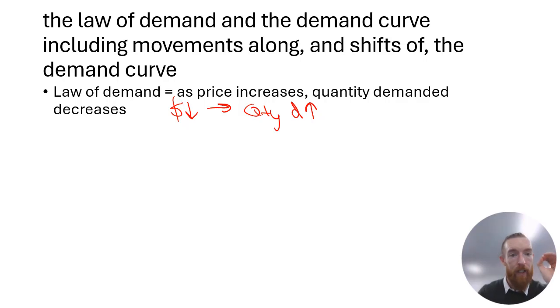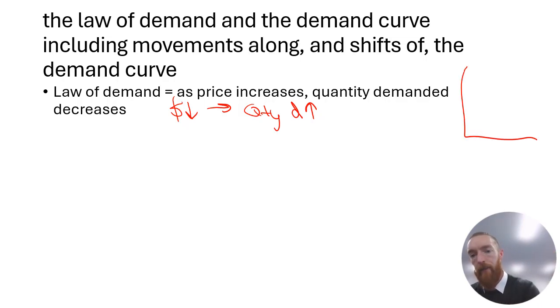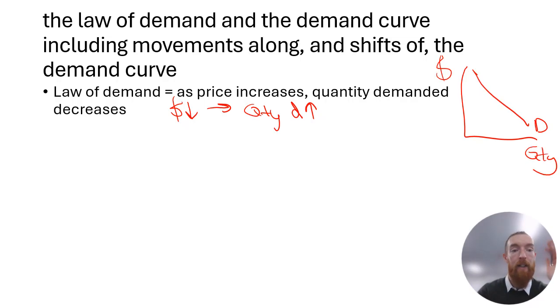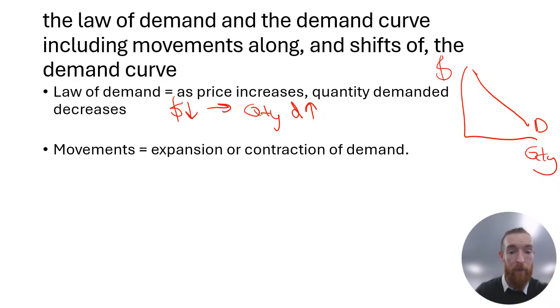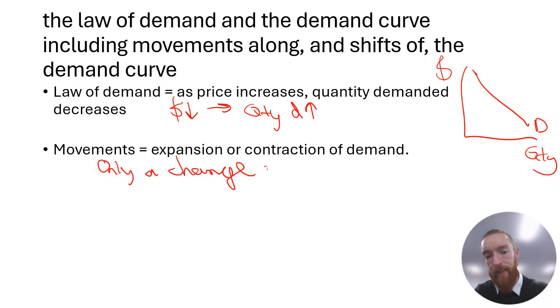Now, there are two ways we can look at the demand curve. So when we have a demand curve, it looks like this. We're going to have price, we're going to have quantity, which we'll get into a little bit more later on. And a demand curve which slopes downwards. If you ever need to remember, demand starts with D, it slopes downwards. So there are two things we can look at. We can look at movements, which is when there's a change in selling price that leads to an expansion or contraction of demand. So only a change in selling price.